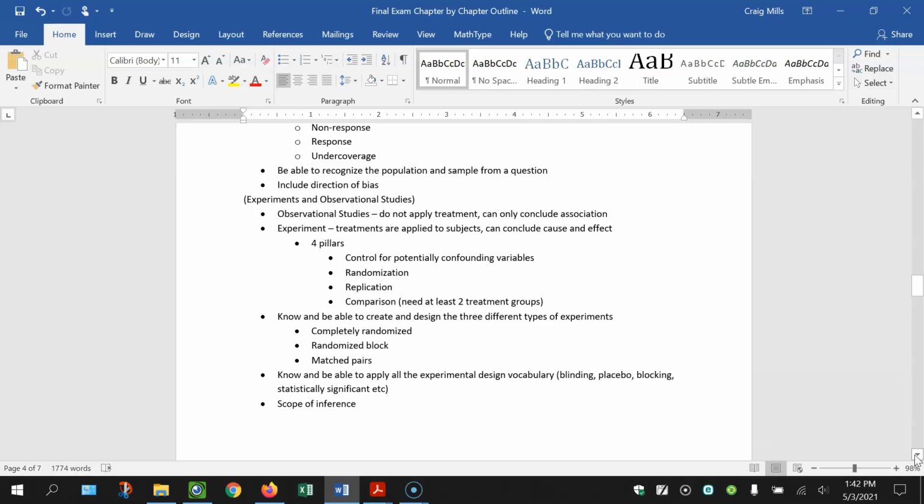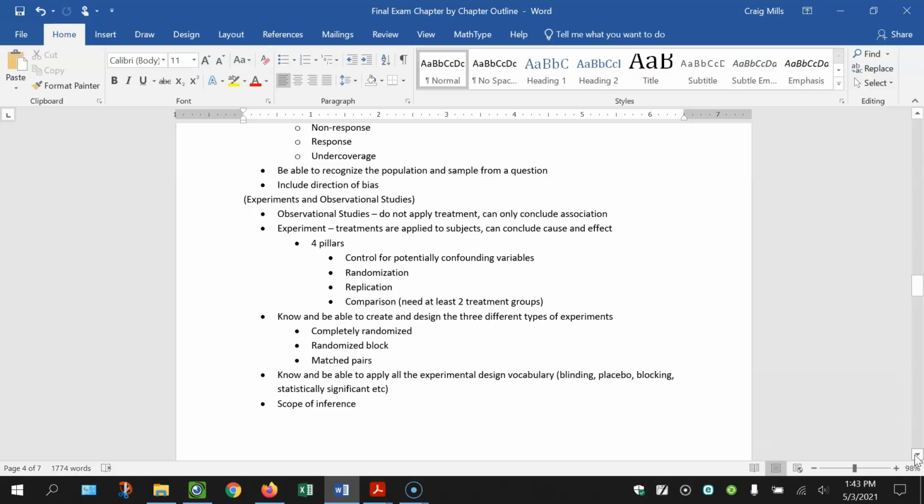Randomized block. If I think 10th, 11th, and 12th graders are going to respond differently to treatments, block by grade level, and then within each block randomly assign some sophomores to treatment 1 and 2, some juniors to 1 and 2, some seniors to 1 and 2, and then compare within the blocks. What is that doing? That's a measure of control, because I think grade level might confound my experiment. So that's going to decrease the variability.